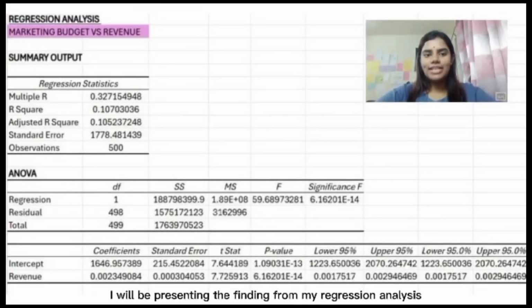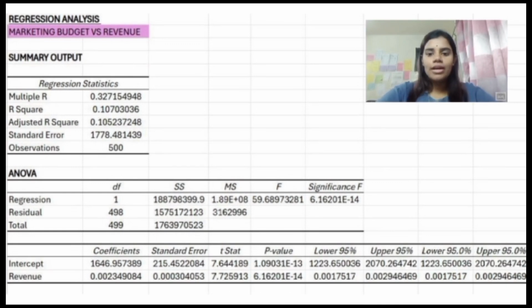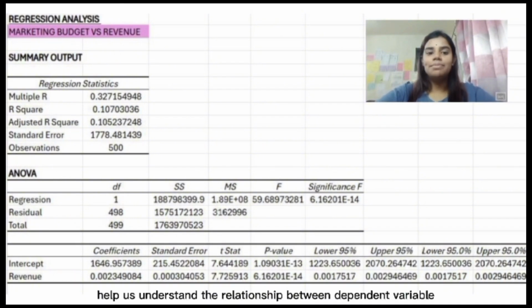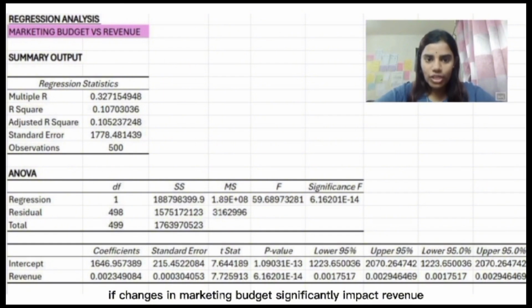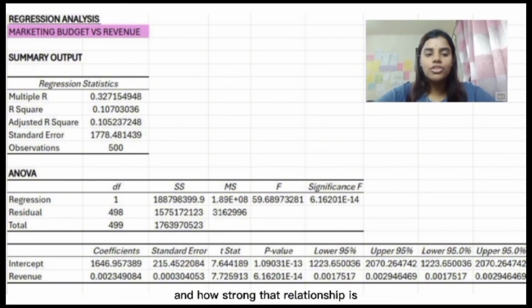Today I will be presenting the findings from my regression analysis on the relationship between the marketing budget and the revenue. Let's dive into the details. Regression analysis helps us understand the relationship between a dependent variable, in this case revenue, and an independent variable, marketing budget. The goal is to determine if changes in marketing budget significantly impact revenue and how strong that relationship is.